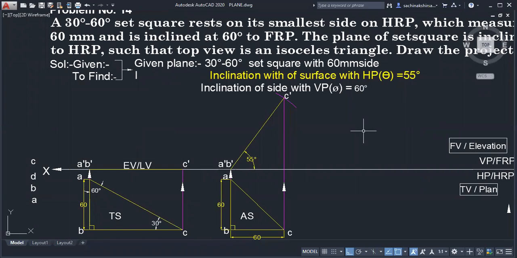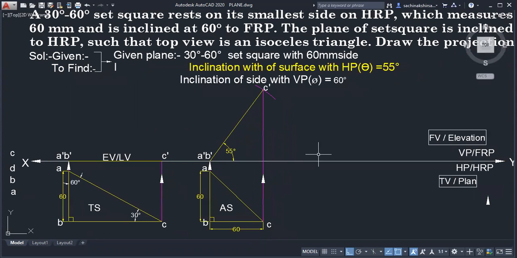In first sentence only it is given. Which measures 60 mm and inclined at 60 degree to HP. Who is inclined? The smallest side is inclined to the reference plane at 60 degree. So what, who will tell what to do? Very simple. What to do now? Take a random point. Very good. We have to take random point on XY line.